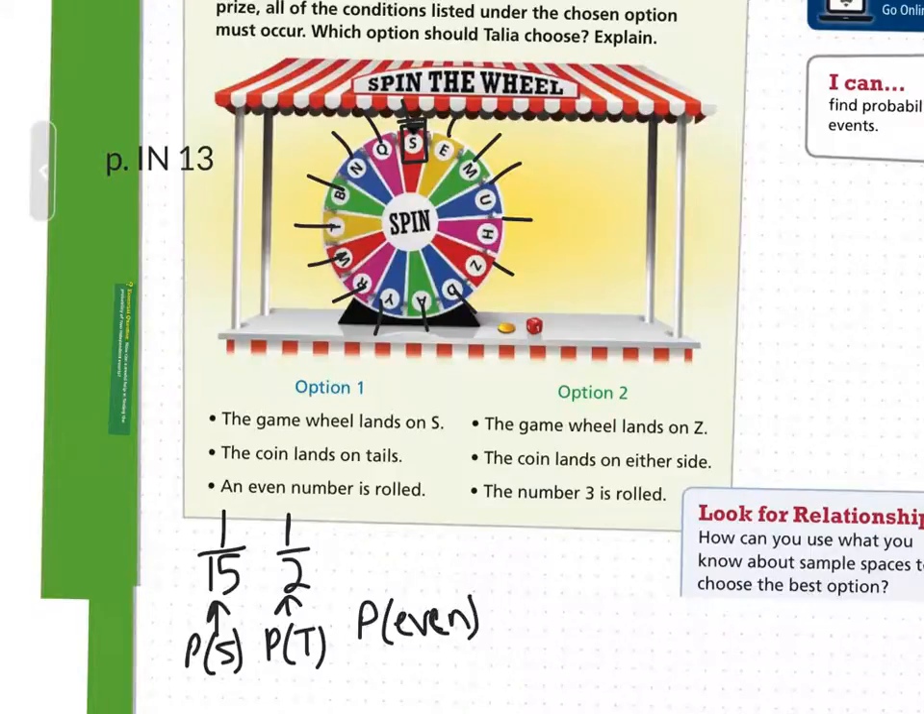And what we'll be talking about here is that if we multiply these probabilities together, that will give us the chance of this happening. So 15 times 2 is 30, 30 times 2 is 60, so we've got a 1 out of 60 chance.